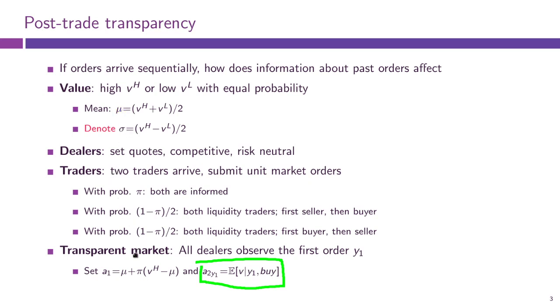In the first period, however, under transparency, we have a standard Glosten-Milgrom pricing. So both dealers realize that with probability pi, the trader is informed, with probability 1 minus pi, the trader is uninformed, and so they price respectively to get zero profit in that first period.